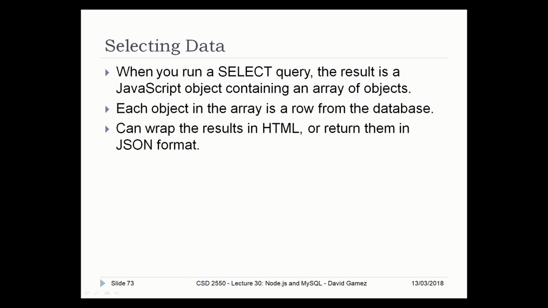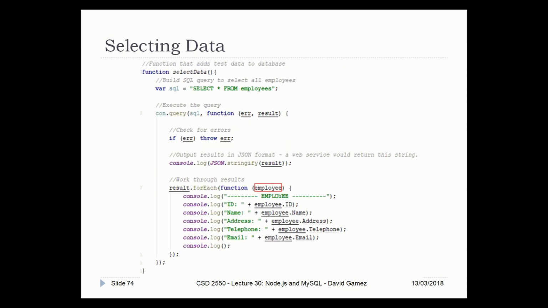As you might expect, when you run a select query on the database, we get back a JavaScript object that contains an array of the objects. Each object in this array is a row from the database. Now we could wrap the results in HTML, and if we weren't building a single web page application, that might make some sense. Since we are building a single page web application, the most sensible thing to do is return them in JSON format, just as is, and then the client-side script can unpack the results and insert them into the page. That'll make your server-side scripts much simpler and much easier.